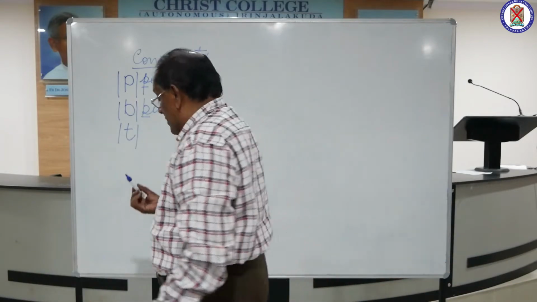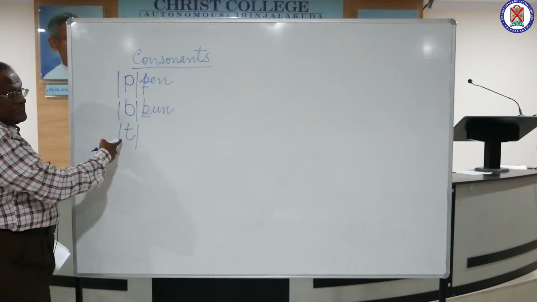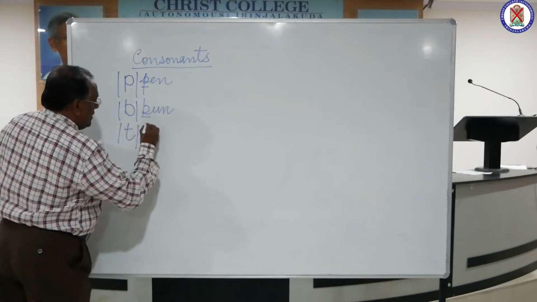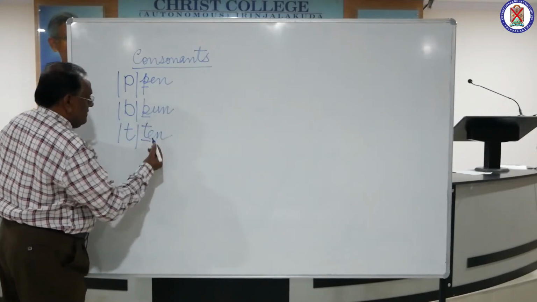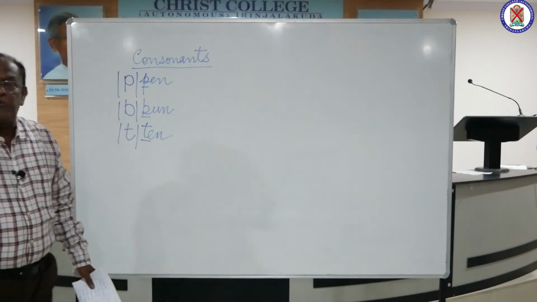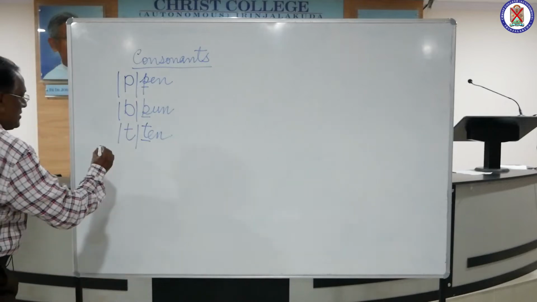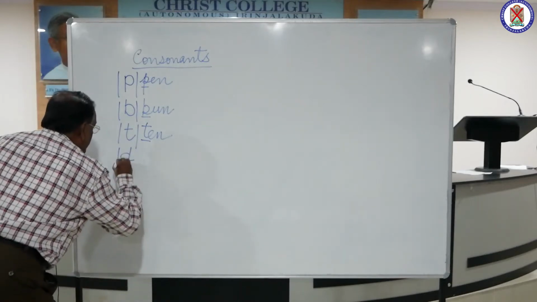T sound is represented by a small letter t. I told you these should be written exactly in the same way. So t is represented in a word like ten. And then we have the d sound. For d also we have the problem in Malayalam, because in Malayalam we have another da also, vada, poda. But in English we don't have this. We have only the d sound. D, donkey, done, driver, d sound. And that d sound is represented by a small letter d like this.